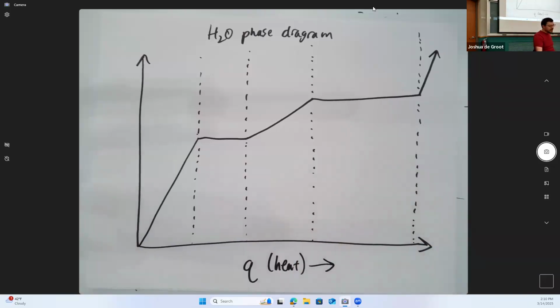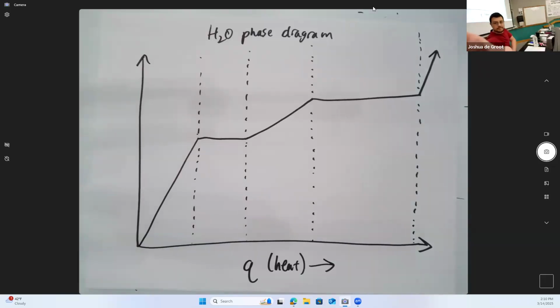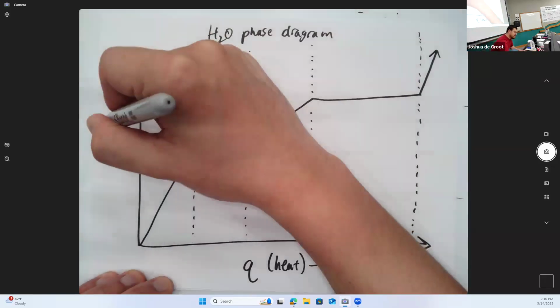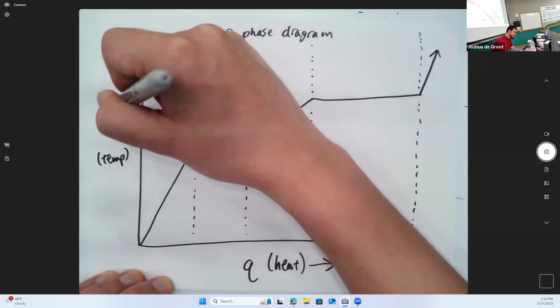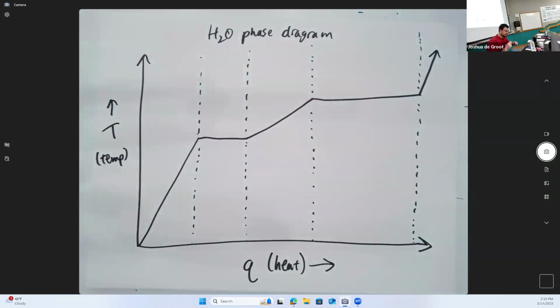All right. We got an x-axis of Q for heat. And then we have a y-axis T for temperature. Okay. And we'll explain these shapes in a moment. Slope, flat, slope, flat, slope.